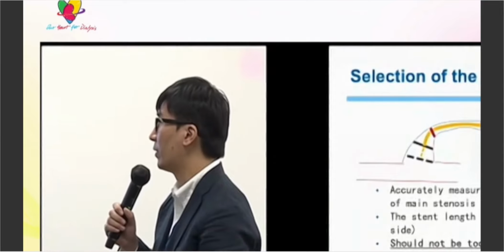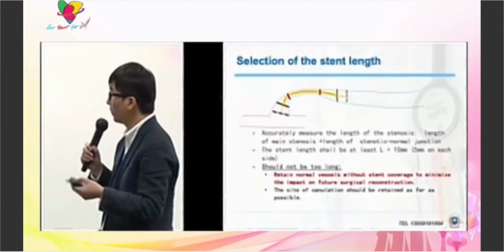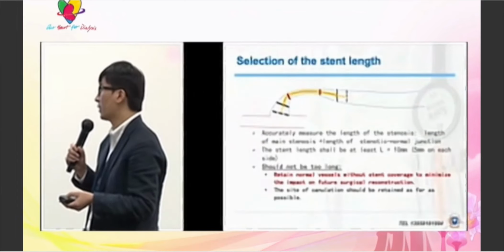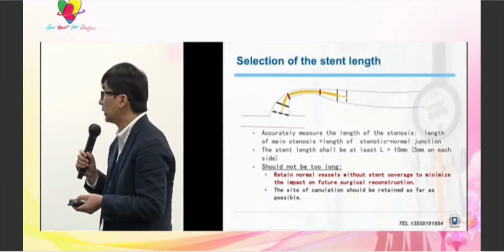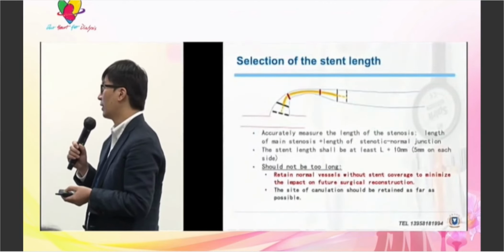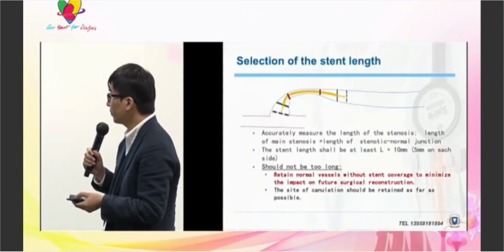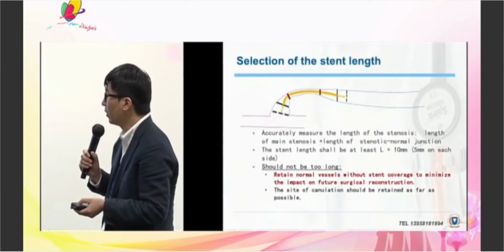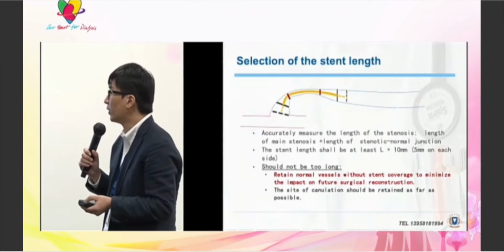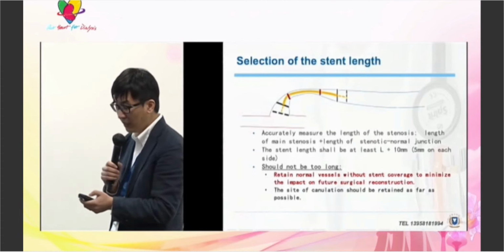How to choose the length? Accurate measurement of the length of the stenosis is important. We should add up the main stenosis and the length of the stenotic-normal junction. The stent length should be at least a little more than this length, and it is recommended not to be too long, to retain more vessel for future surgical reconstruction, and also to retain the cannulation site as much as possible.